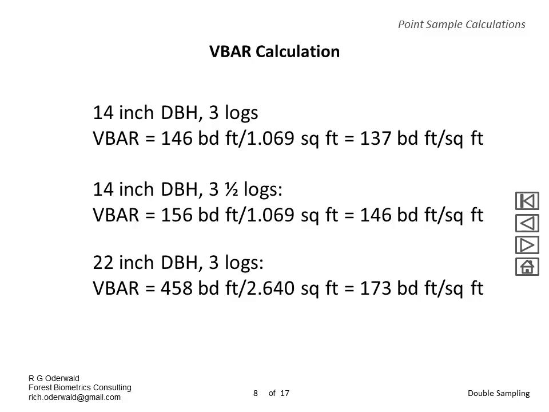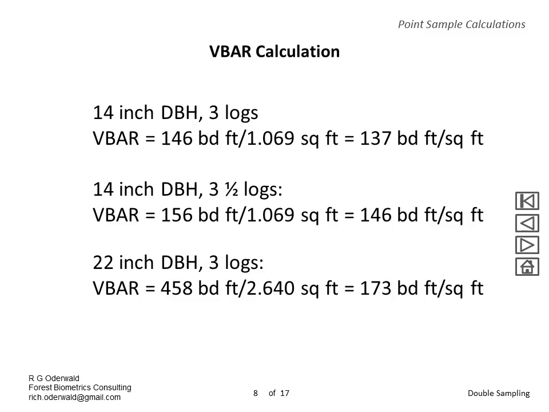Notice that for each of the tree sizes, the V-bar is less than the board foot volume. The V-bar is the number of board feet on 1 square foot of basal area. Since each tree has more than 1 square foot of basal area, the V-bar is smaller than the volume. If the basal area of a tree is less than 1 square foot, the V-bar is larger than the volume.